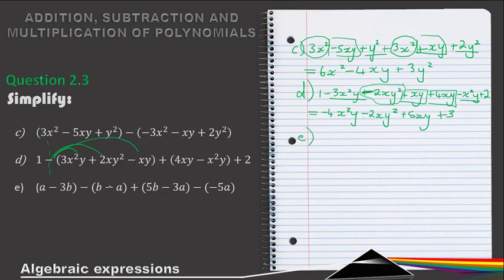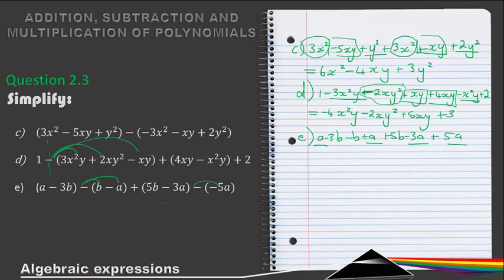Okay, so now multiplying out these brackets, those have to be multiplied, and that guy has to be multiplied. This can just be dropped, that can just be dropped. So that's just a minus 3b minus b plus a plus 5b minus 3a plus 5a. So a, the rest are b's.